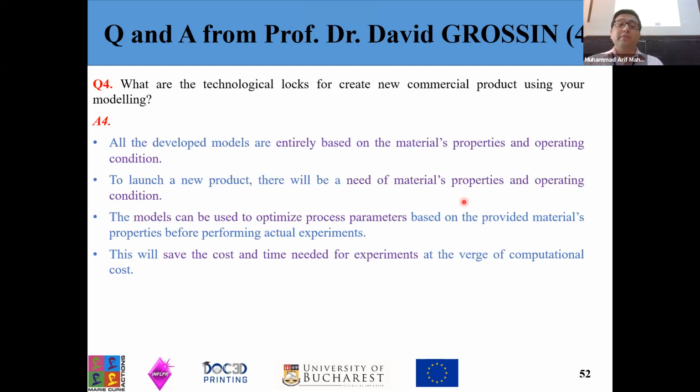So for question 4, he asked, what are the technological locks for creating a new commercial product using the modeling? So actually, all these models are user defined and based on the material properties and the operating conditions. So if we want to launch a new product, the most important thing we need is the material properties and the operating conditions. And these models can be used to optimize the process parameters before performing the actual experiments. This will save the cost and the time for the experimentation.